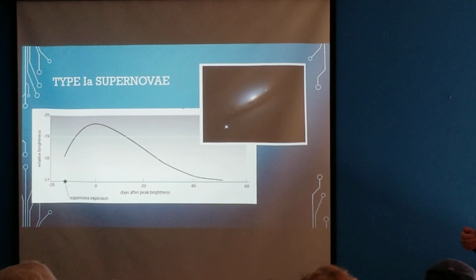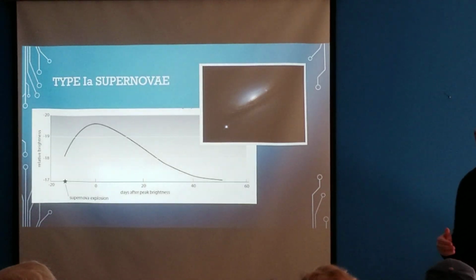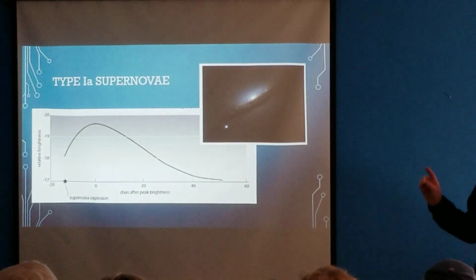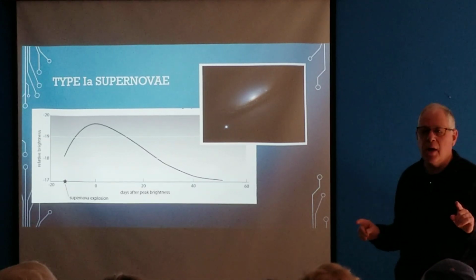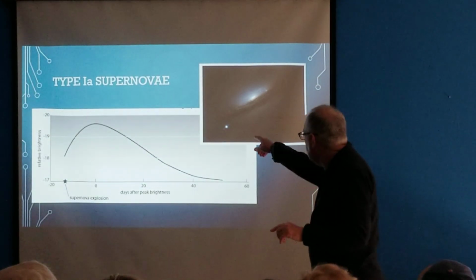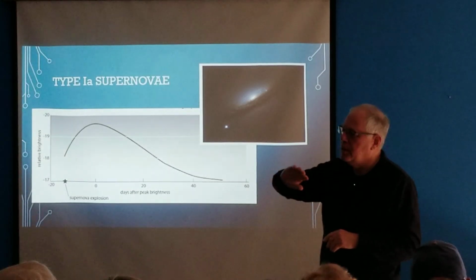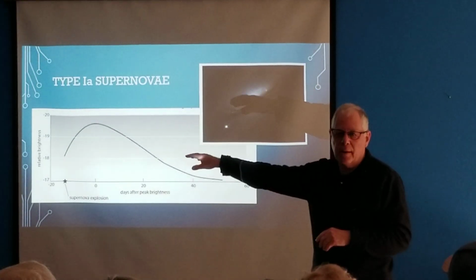We had a supernova 400 years ago in our Milky Way. It could be seen, though none of us saw it. It could be seen in the daytime. Wow. Okay? So these things are very bright. What does that mean? That means we can see them very far away.